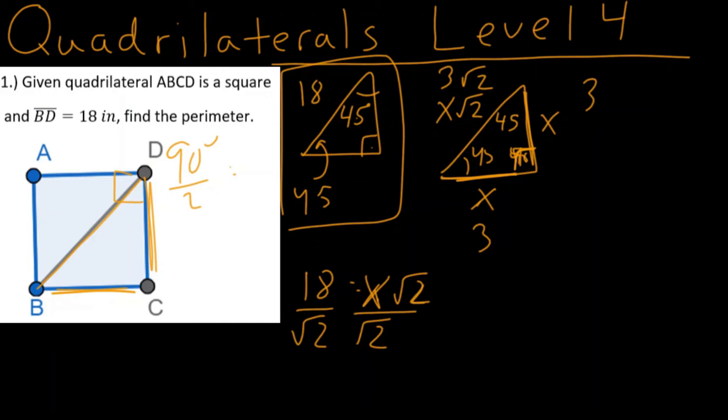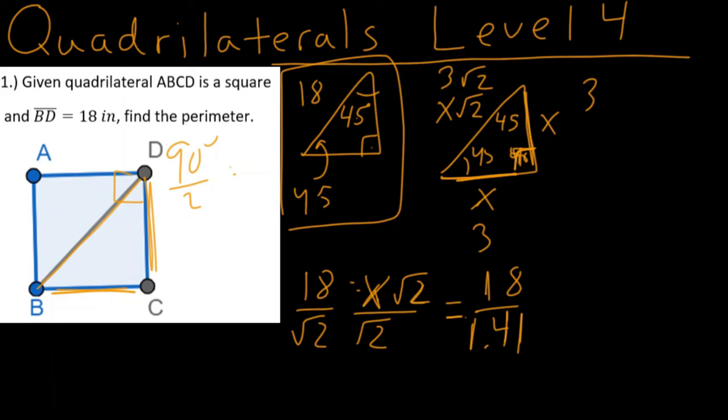Now, if you're operating without a traditional calculator, what you need to do is go to your cell phone, go to the calculator, turn it on its side, and you're going to take the square root of 2. And what you'll notice is that the square root of 2 is actually going to be roughly 1.41, if we round to the nearest 100th. So we'll have 18 divided by 1.41.